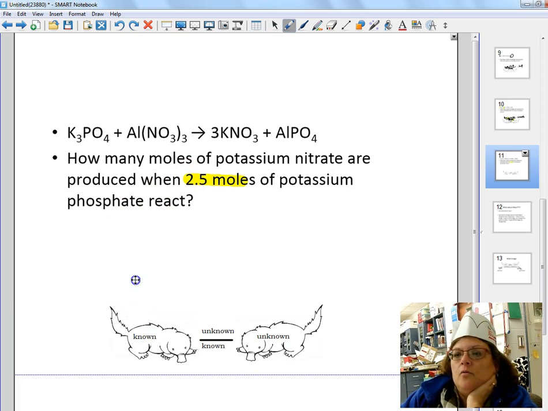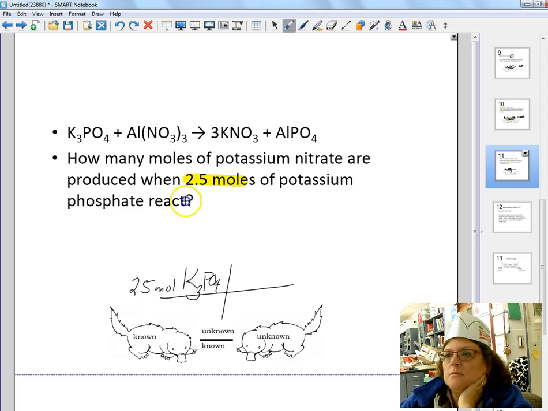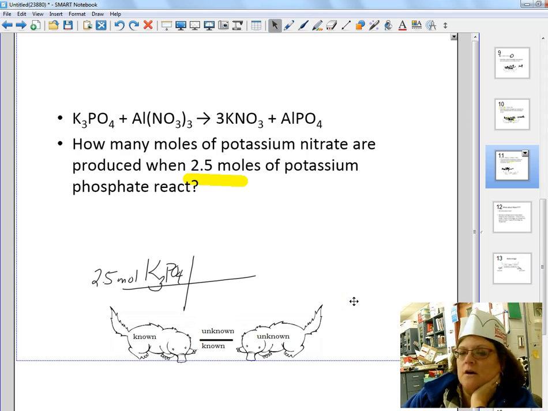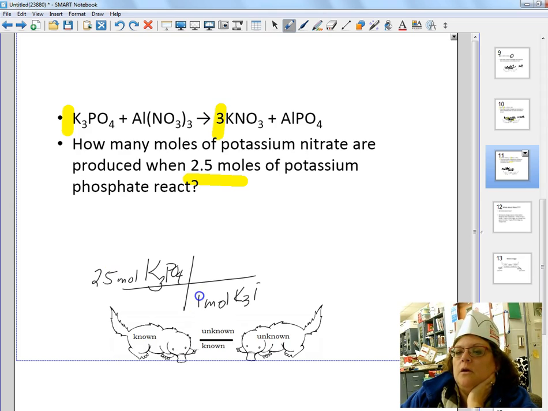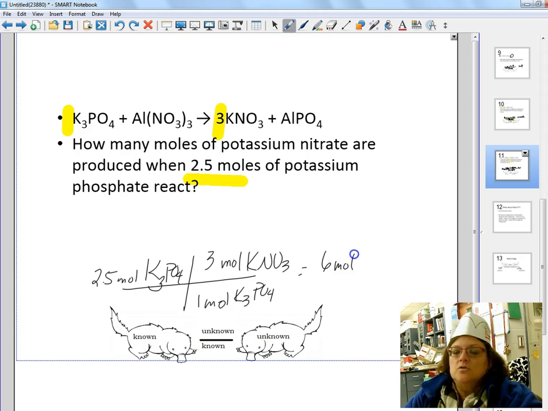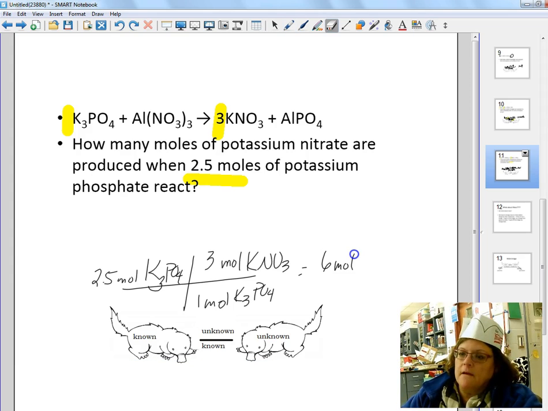I know that I have 2.5 moles of potassium phosphate. What's my ratio? I'm just going to move this whole thing over because I'm magic and I can. What is my ratio of potassium phosphate to potassium nitrate? 1 mole of K3PO4 reacts with 3 moles of KNO3. And 2.5 times 3 would be, I should be able to do this in my head, 2.5 times 3 would be, I did divide, 6. No, I did 2 times 3. 2.5 times 3 would be 7.5. Okay, 3rd time's a charm there.